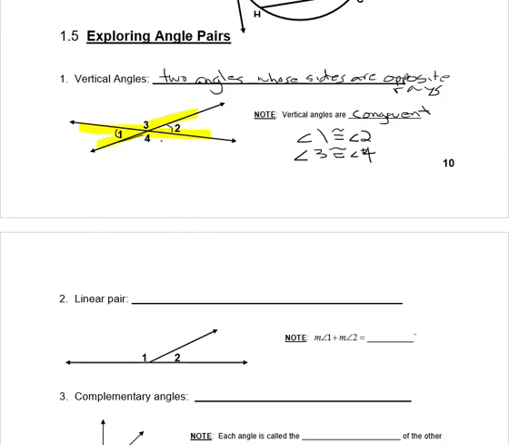So if I were to say that the measure of angle 1 is 65 degrees, I could also say that the measure of angle 2 is 65 degrees. Likewise, if I said, for example, that angle 3's measure was 135, then I would know that angle 4's measure is also 135. Okay, so 135 and 135.